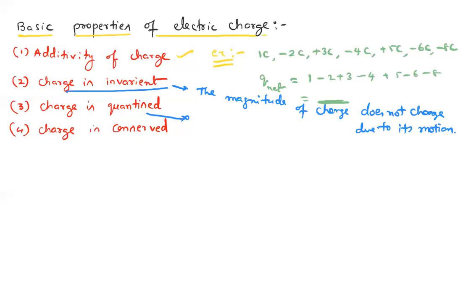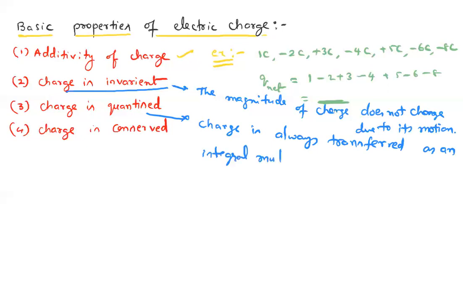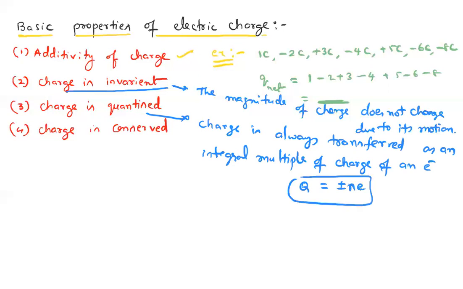Then write the definition of charge quantization. Write down the definition. Charge is always transferred as an integral multiple of the charge of an electron. That is Q equal to plus or minus N into E, where E equal to 1.6 into 10 power minus 19 coulombs.